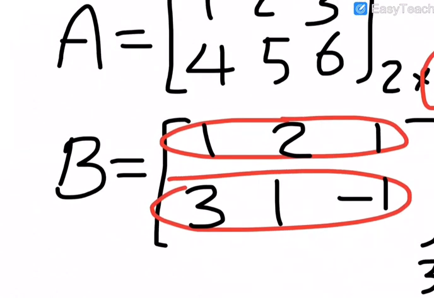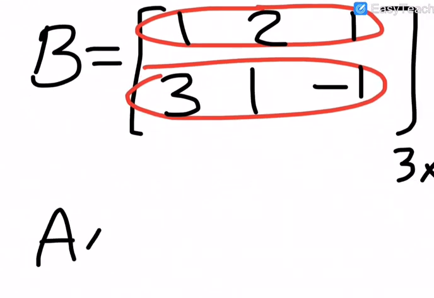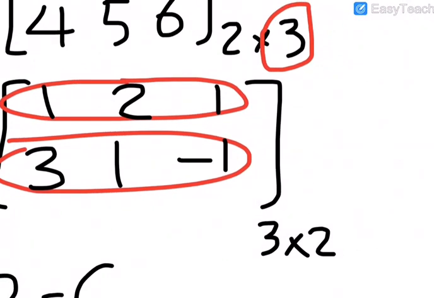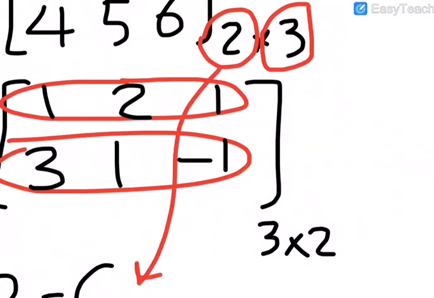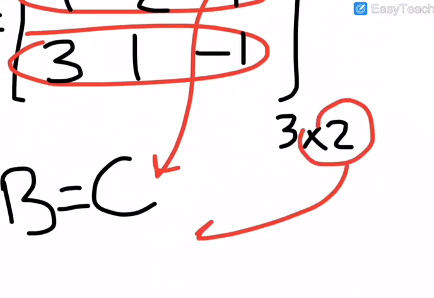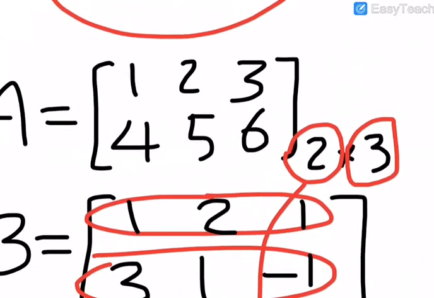So this matrix is a 3 by 2 matrix. Now, I know that A times B is C. What is the size of C? It's simple. You take the first one and take the last one. So it's going to be a 2 by 2 matrix, right?